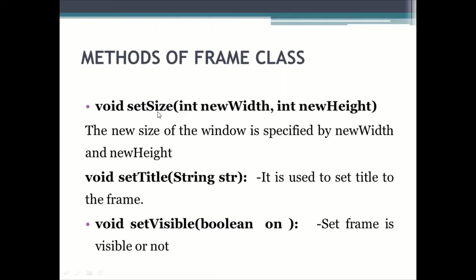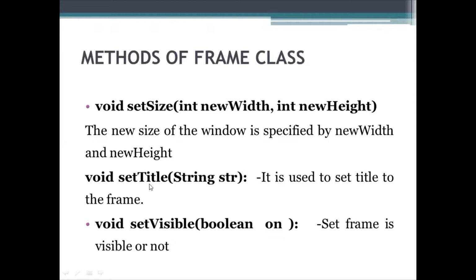Void setSize, int new width, int new height. Here we need to specify the size of the frame by using these two parameters, width as well as height. In applet, we need to specify the width and height in the applet tag. There are two parameters, width and height, and then we'll get the window of that size. Here in frame, we need to use this method setSize with new width and new height. Means we'll get the window according to this specified width and height.